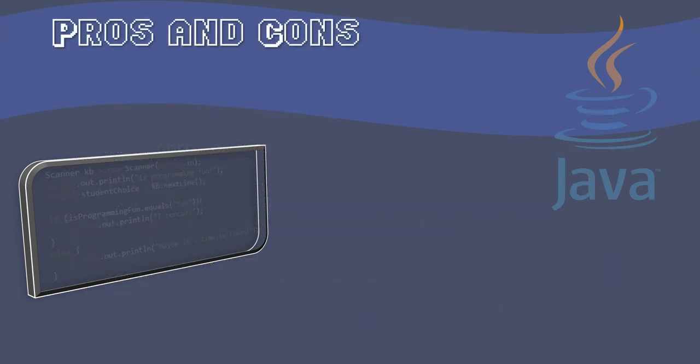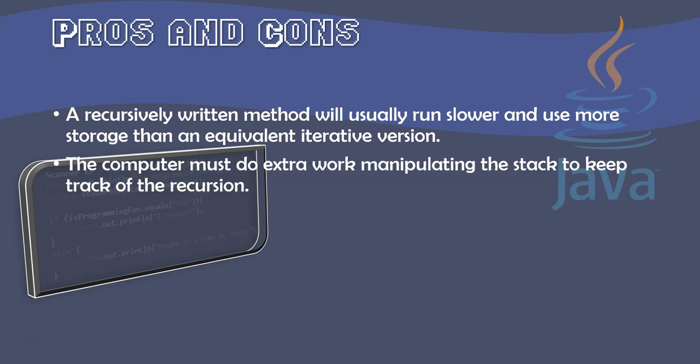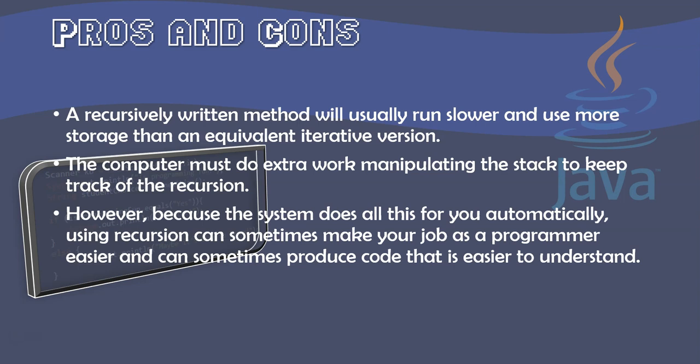Now, there are some pros and cons to using recursion. A recursively written method is typically going to run slower because, remember, it has to manage all those stacks. And because it's managing all those stacks and using memory, it's going to require more storage than our iterative versions. The computer has to do extra work manipulating the stack to keep track of whatever recursion it's handling. However, because the system does all this for you automatically, using recursion can sometimes make your job as a programmer much easier, and can sometimes produce code that is actually easier to understand. And we'll see that in a second when we look at those two different versions.